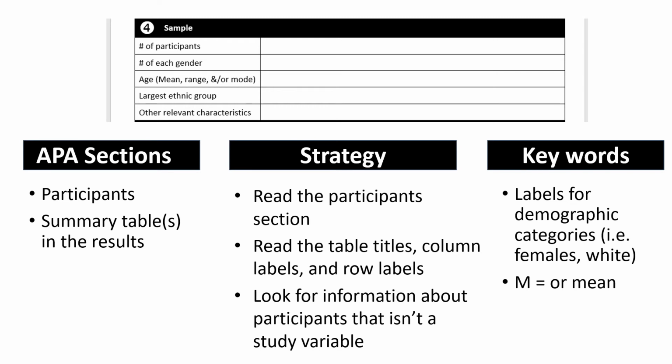I also included a section in the summary for other relevant characteristics. It's not unusual for an article to include information about the participants that isn't a study variable, but could be related to the results, particularly in non-experimental studies when the design didn't control for extraneous variables. When the article includes information about other relevant characteristics, it's usually in the same paragraphs or table with the more traditional demographic information, like age range and ethnic representation of participants.